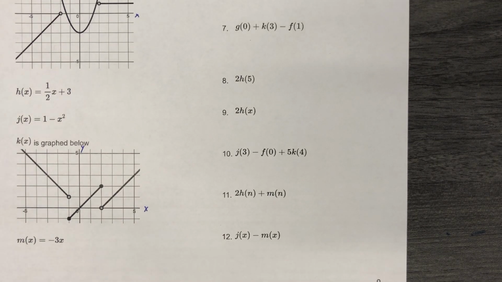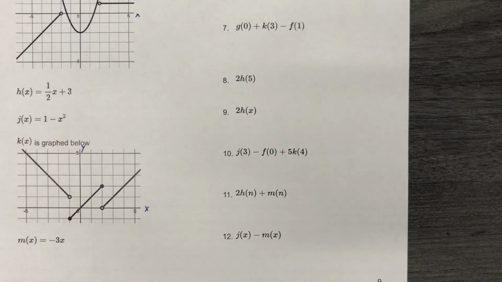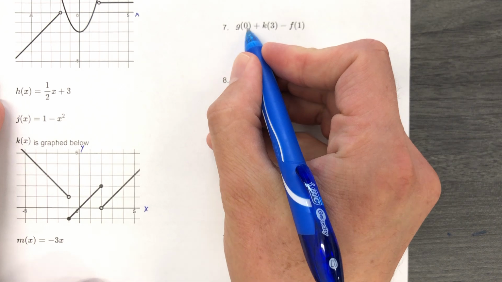All right, now things change a bit. So we're going to have g of 0 plus k of 3 minus f of 1. Whoa, what? Okay, it's a lot going on, but we're going to break it up into pieces. So let's find out what g of 0 is.